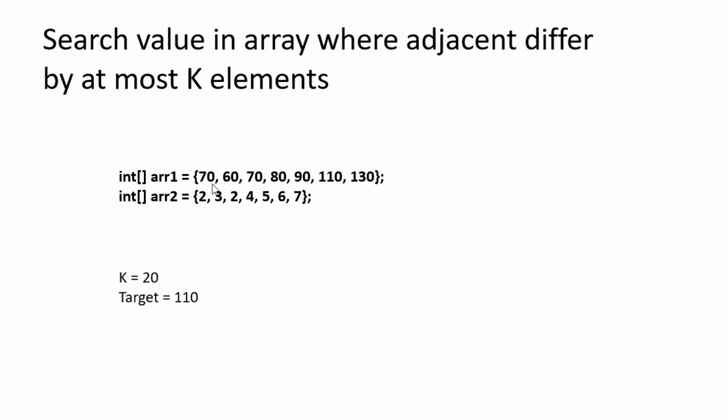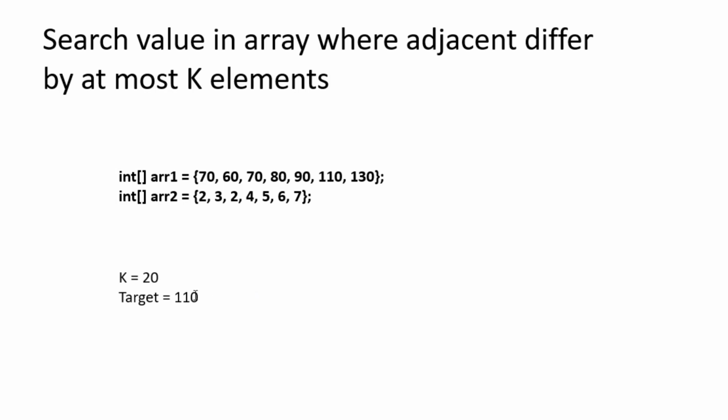If I talk about this array 1, you can see that we have 70, 60, again 70, 80, 90. In this case my k is 20. It means the adjacent values can differ by at most k, at most 20, not more than that. So this is valid because the difference is 20, but there cannot be a value like 140 because the difference is 30. So our adjacent values can differ by at most 20, and in that we need to find a particular value.